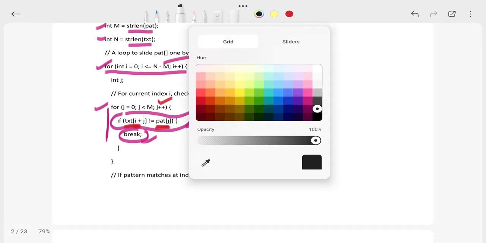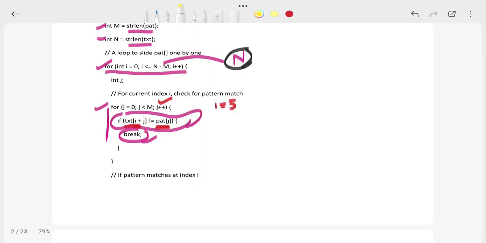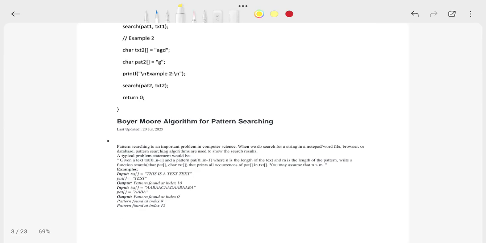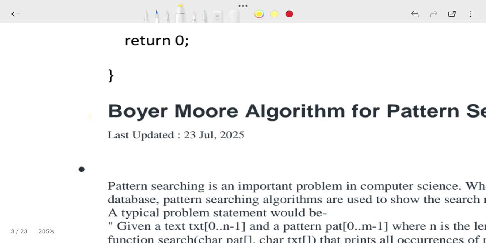So this is the brute force pattern, how the brute force pattern is working. Now we will go to another example. This code we have also written. Now we will discuss Boyer-Moore. How is it working?